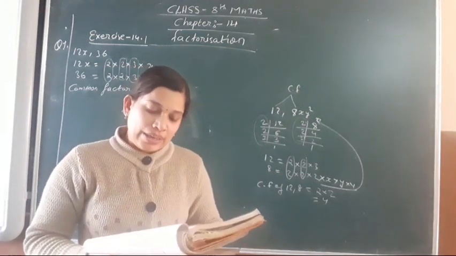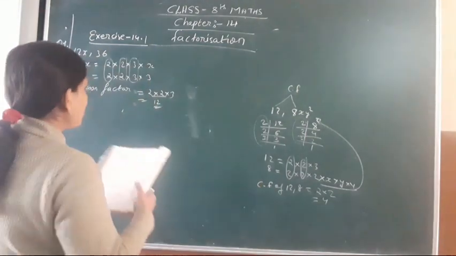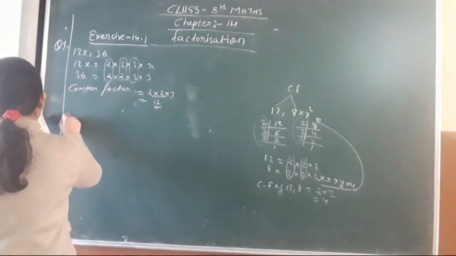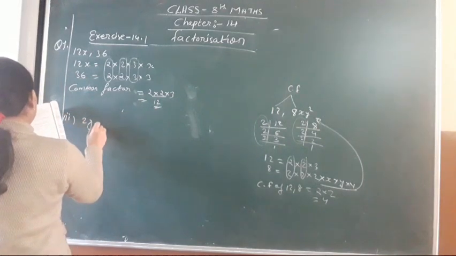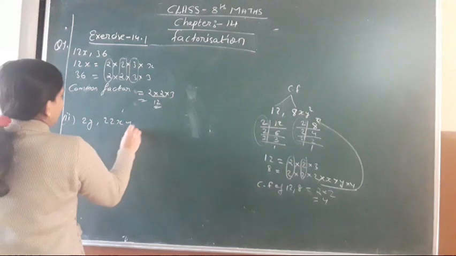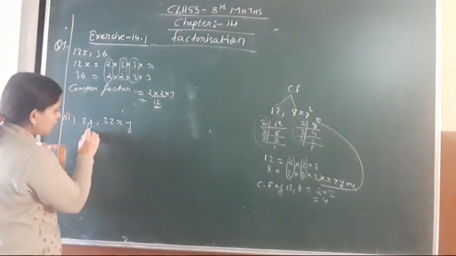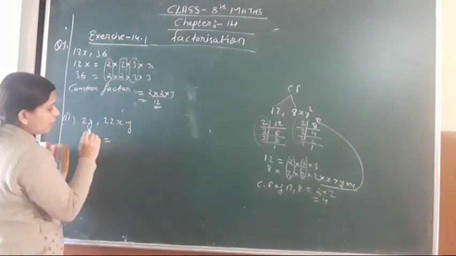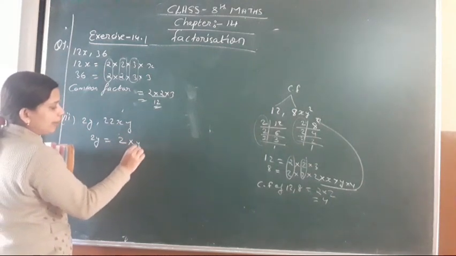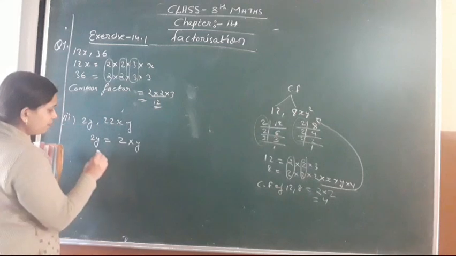Clear to everyone? In the same way, I am going to solve some of the questions. The rest you try to do on your own, as they are very easy questions. Okay. So here we can see that 2y comma 22xy is there. So what is the common factor? What are the factors of 2y? 2 into 1 is the factor of 2y.